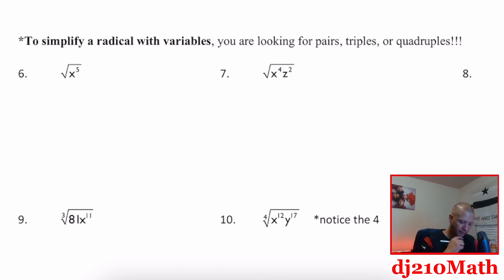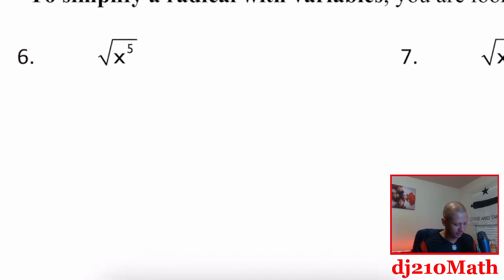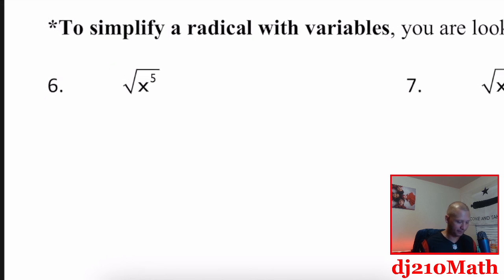Okay, so here, what's happening is that each variable is going to be handled individually. And you're looking for pairs, triples, quadruples, 4s. So let's break down what's happening.